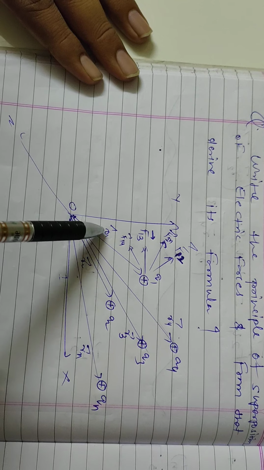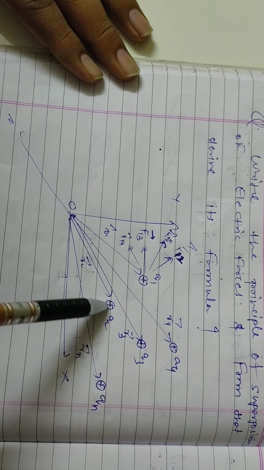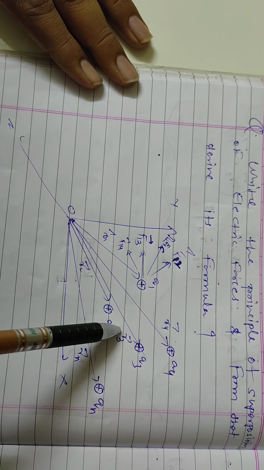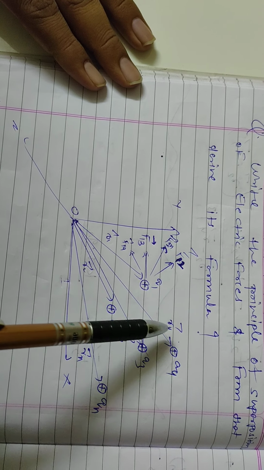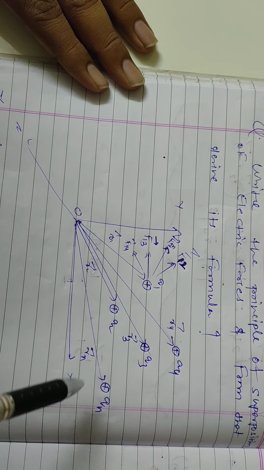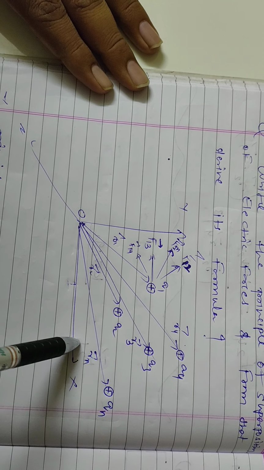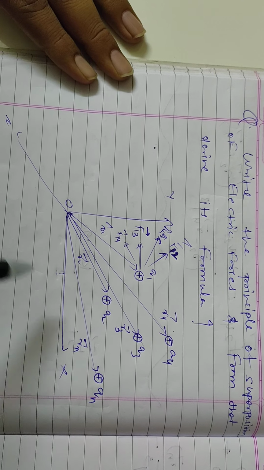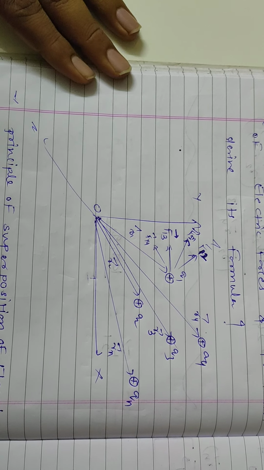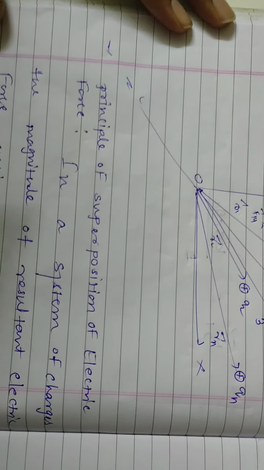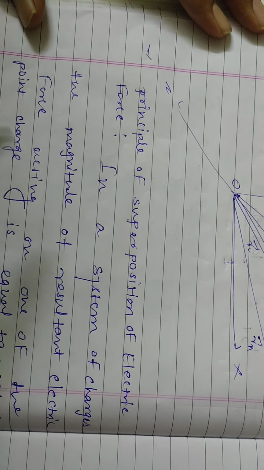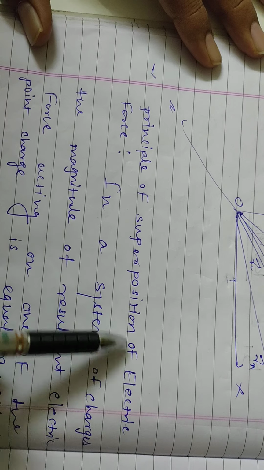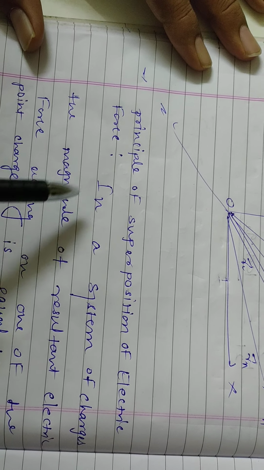Position vector of Q1 is R1 vector, position vector of Q2 is R2 vector, position vector of Q3 is R3 vector, position vector of Q4 is R4 vector, and last Qn having position vector Rn. Now first of all, what is the principle of superposition of electric forces?